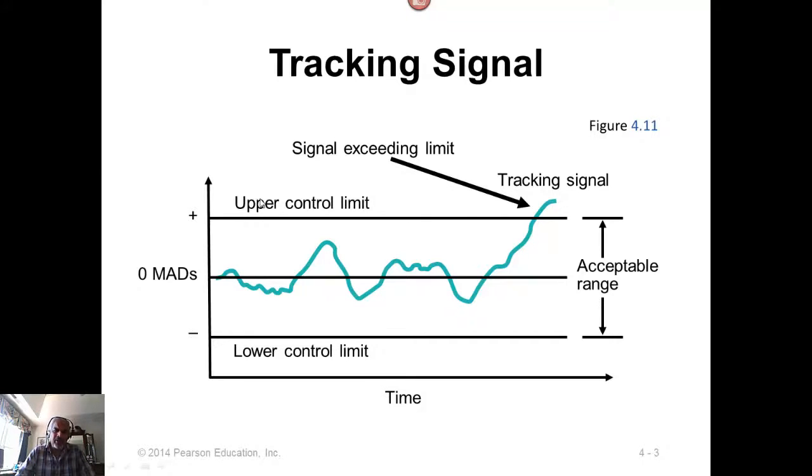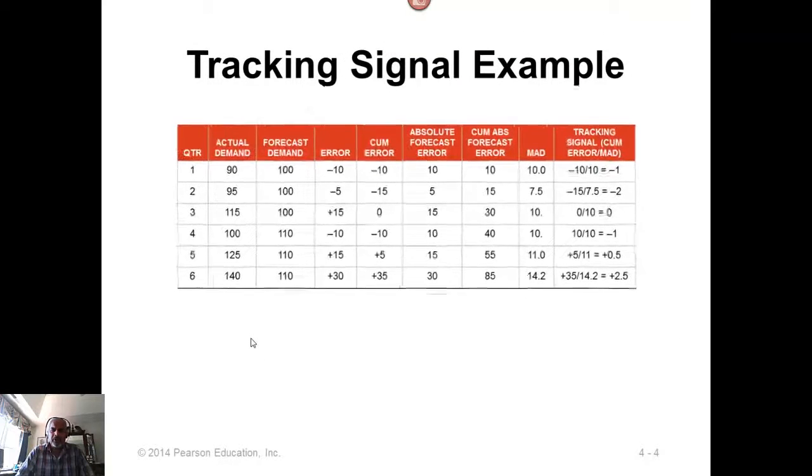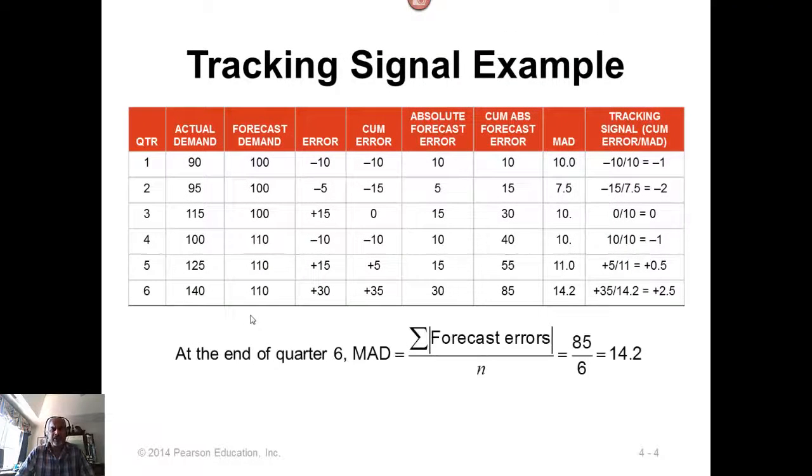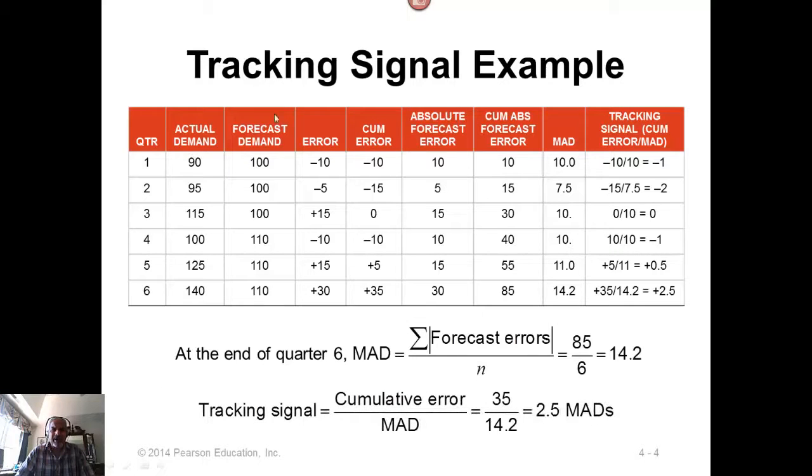Now, what should be the lower and the upper limit? Well, it depends on how accurate you want the forecast to be. If you set these limits too small, then you keep intervening all the time. But if you set the limits too far apart, then even when there is need for intervention, you may not intervene. So usually a value somewhere between plus or minus 2 to plus or minus 3 would be acceptable. And here is an example of actual demand, forecast, and how the tracking signal is computed. We will work out a different example in the next video.